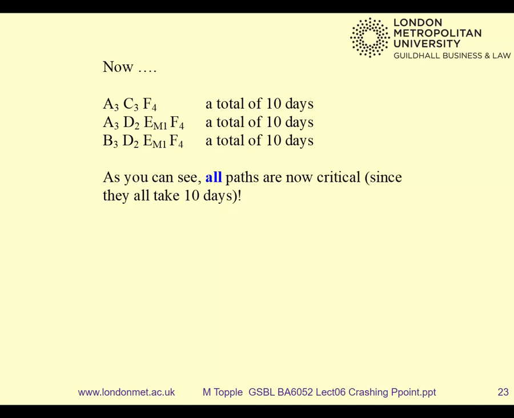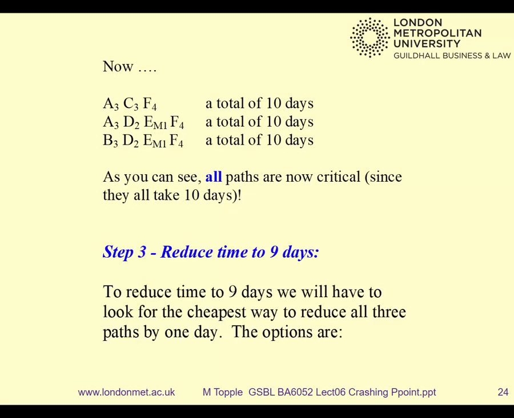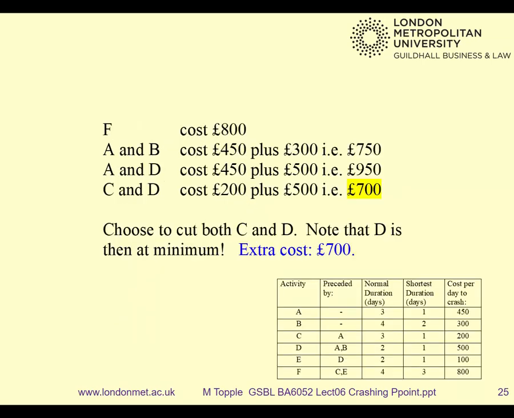Yeah. The options are A and B, A and D, though it takes 2 off the middle one, C and D. There's no point in doing F and D, because once you crash F, you've knocked a day off of everything, because F's on every path. You'd be spending money for nothing. So the options are these: F, A and B, A and D, C and D. Which is cheapest? C and D.